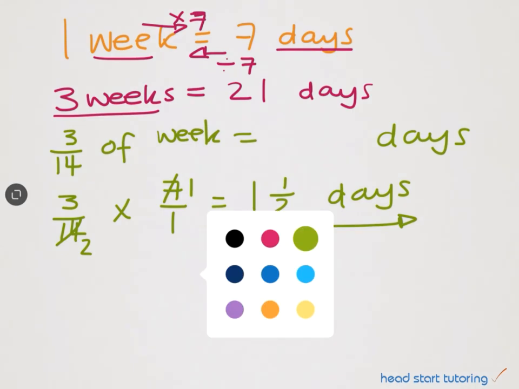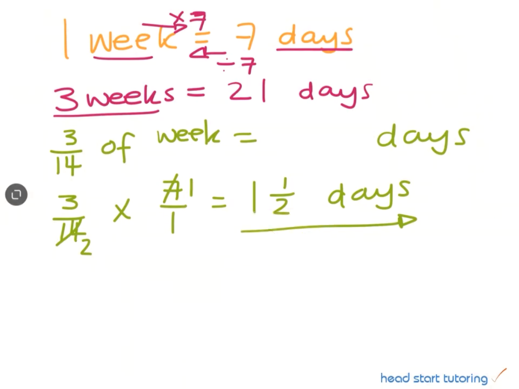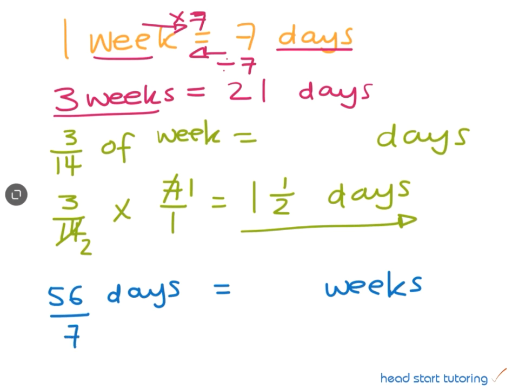If we are working the other way around, let's say, how many weeks is 56 days, all we need to do is divide our days by 7, and we will get an answer of 8. So 56 days is equal to 8 weeks.